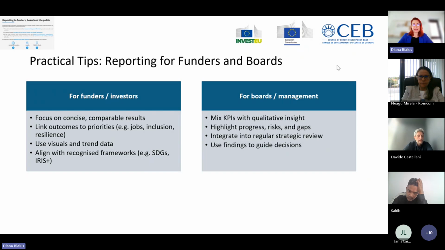A few practical tips on reporting for funders and boards. So for funders and investors, as I just mentioned, it's important to focus on concise and comparable results, to link outcomes to their priorities, which often focus on job creation, inclusion, financial resilience of the clients. And then the data should be aligned with recognized frameworks.